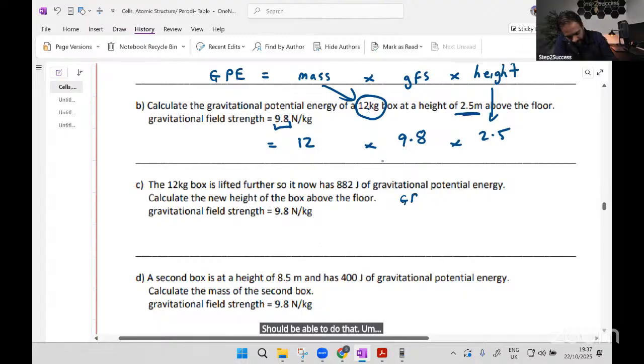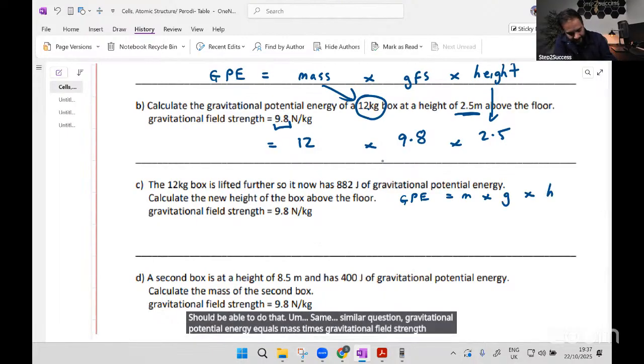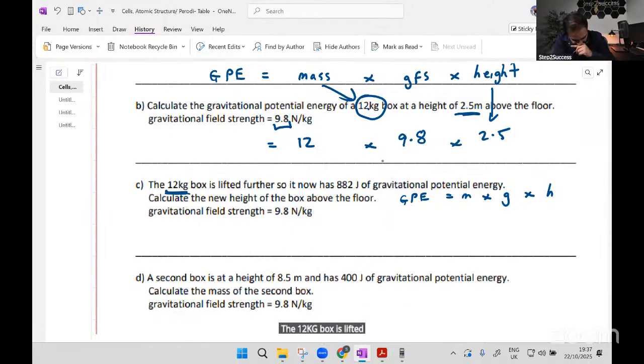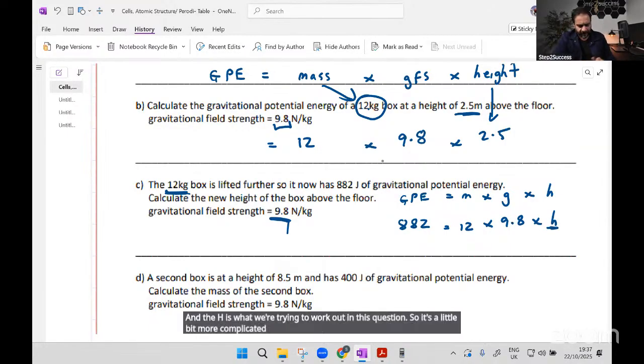Similar question. Gravitational potential energy equals mass times gravitational field strength times height. The 12 kg box is lifted further. So 12 kg box. It now has this much gravitational energy. So 882 gravitational energy. Calculate the new height of the box above the floor using this number again. So that is 9.8, and the h is what we're trying to work out in this question. So it's a little bit more complicated, this one.